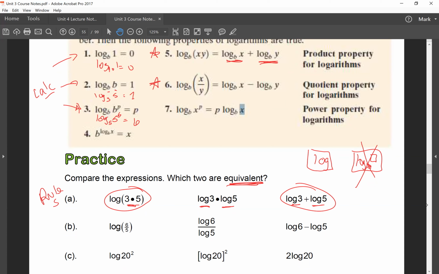Okay, what about question B? We have log 6 divided by 5. And keep in mind, it's in brackets, so it's the logarithm of 6 over 5. Is that equal to log 6 over log 5, or is it equal to log 6 minus log 5? And just like before, except we're going to use rule 6, log 6 over 5 is the same as log 6 minus log 5.